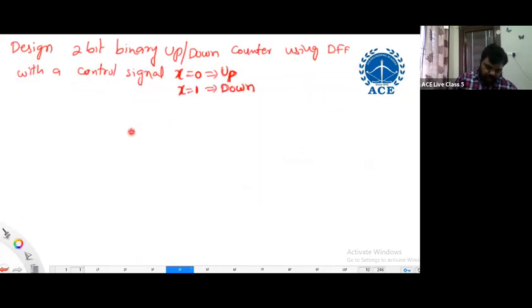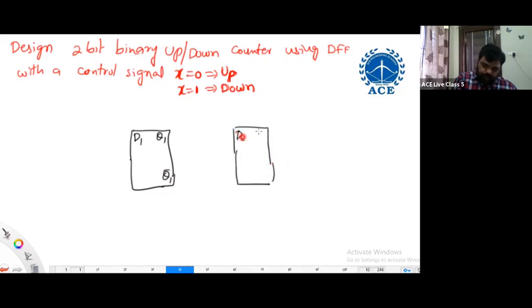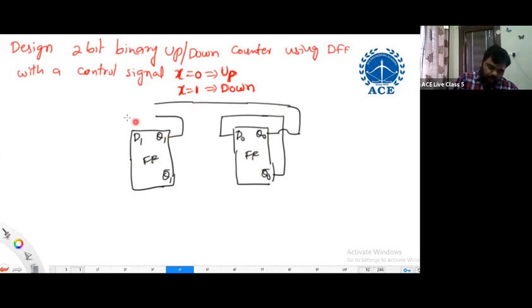So I designed this in a simple way like this. D1, Q1, Q1 bar, D naught, Q naught, Q naught bar. D naught is fixed, but D1 is controlled, depending on the counter we are expecting. Let me use XOR here. If you apply XOR, it becomes an up counter. If you apply XNOR, it becomes a down counter.